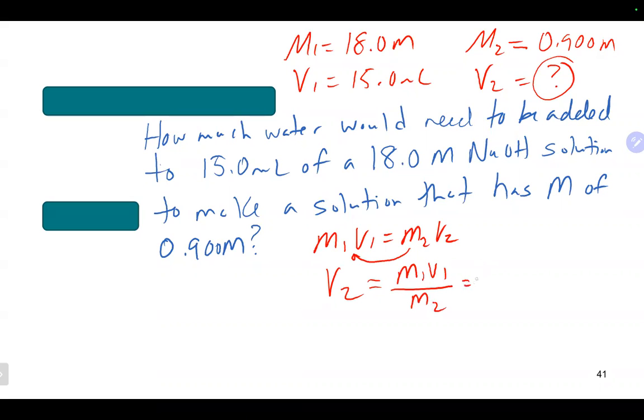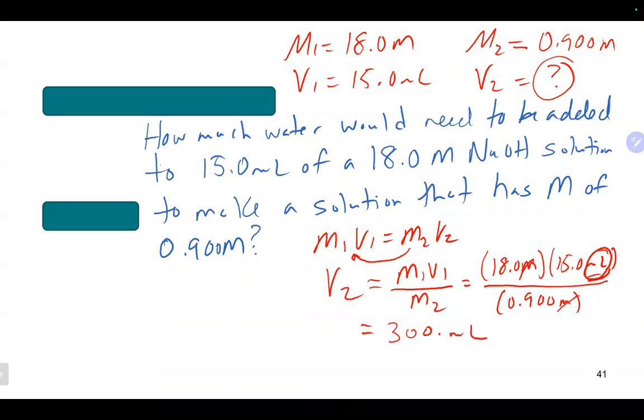Putting in our numbers gives us 18 molar times 15 milliliters divided by 0.9 molar. And once again here, I don't need to really convert it to liters, but you can if you want. The molarities are going to cancel, which just means when I solve for it, I will be in milliliters. So if that's not the unit you want, you might have to do a conversion. So 18 times 15 divided by 0.9 gives us something like 300 milliliters.